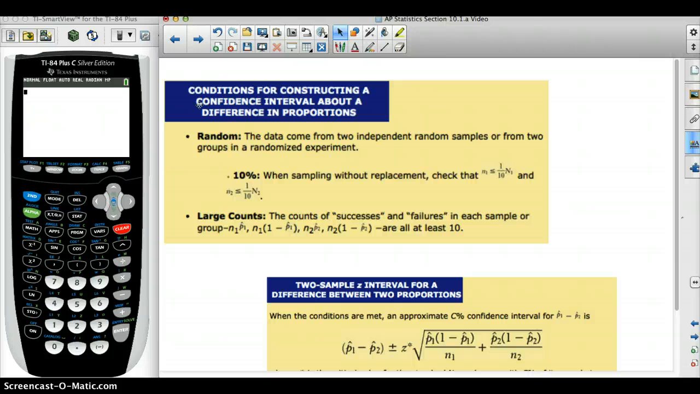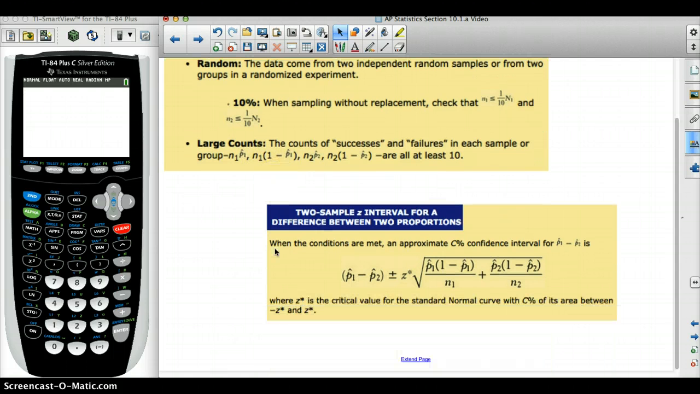Just like we had conditions for constructing confidence intervals before, we also have them when we're doing difference in proportions. Remember, you have to have random: the data has to come from two independent random samples or from two groups in a randomized experiment, which we're going to do later. The 10% condition: when sampling without replacement, you have to make sure that both samples are less than or equal to 10% of their equivalent populations. And then large counts: you have to check all four of these conditions and make sure they're all at least 10. So again, you're still doing n times p and n times 1 minus p. You just have to do it for each sample with each said proportion.